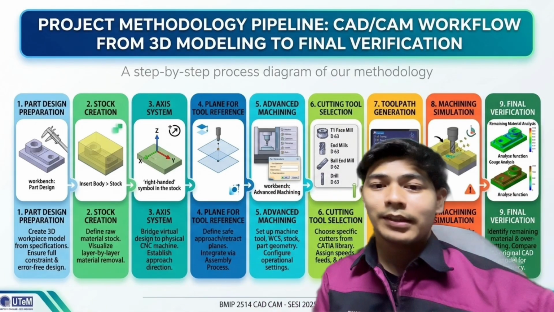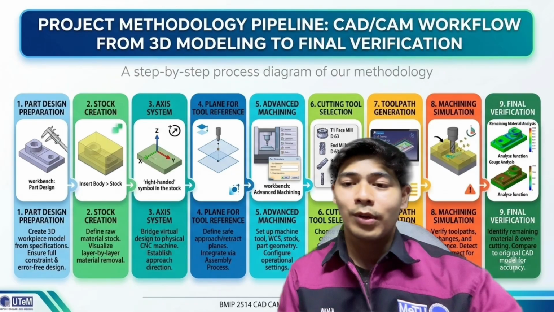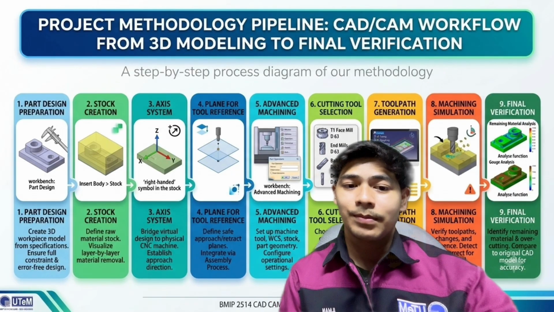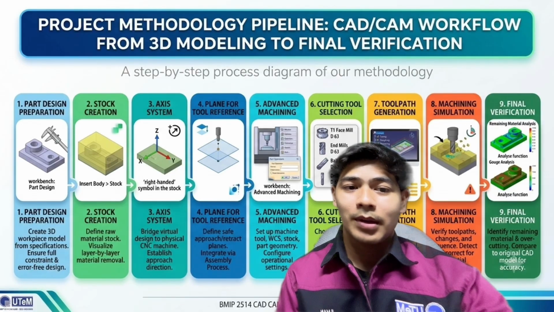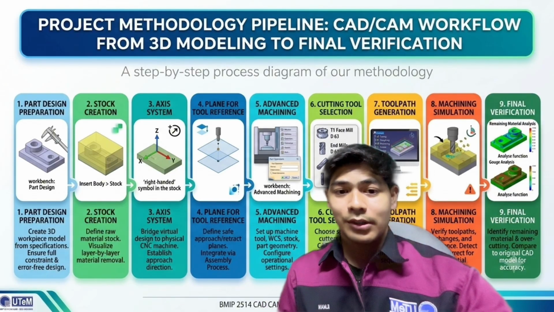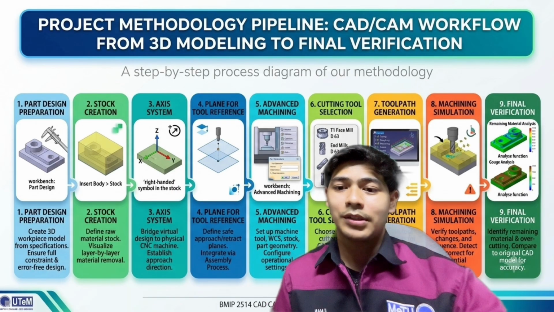And step number 5, we can see advanced machining setup. So once the model was ready, we switched to the advanced machining. So we can define the machining setup by selecting the machine tool, workpiece coordinate system, stock material, and the final part geometry. This setup forms the foundation for generating accurate machining operation.